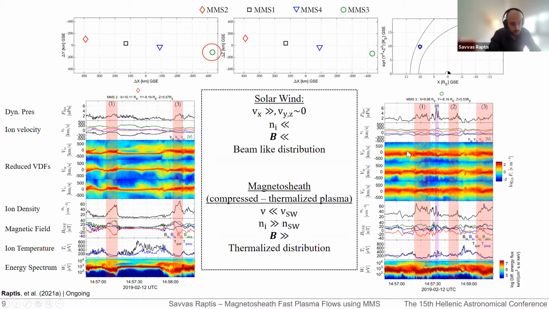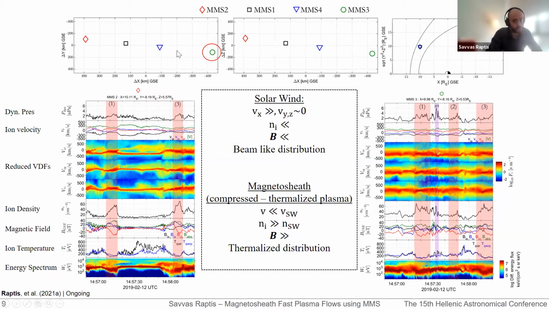First of all, the most characteristic thing is that we see this kind of thermalized distribution. The energy spectrum now has a much wider spectrum compared to the beam-like distribution of the solar wind. Furthermore, the magnetic field and the density have increased, which shows that there has been some kind of compression to the plasma that has passed through the shock. So basically, those are the two different regions.